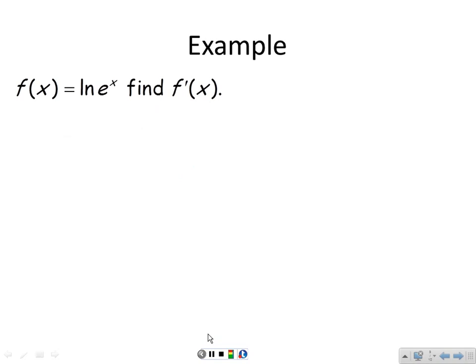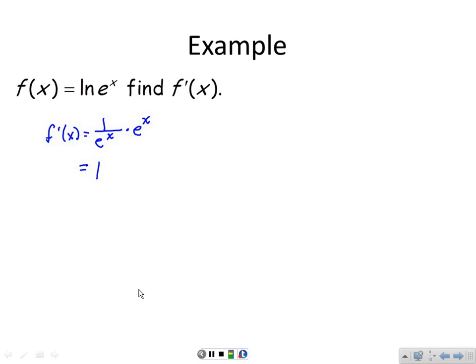Alright, if we have f(x) equal to the natural log of e^x. Well, if we remember from the last section, the derivative of the natural log of u is going to be 1 over u, so u is e^x, that's our argument of our natural log, times the derivative of u. So the derivative of e^x is e^x times the derivative of x, which is just going to be 1. And so what happens is this actually cancels out to 1.